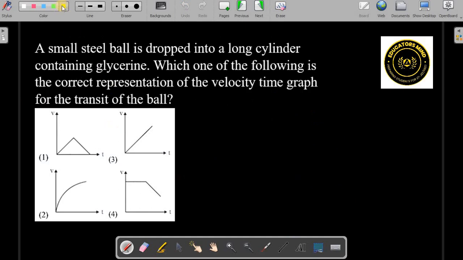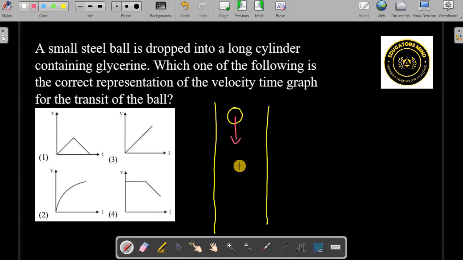Then next, let's take this question. A small steel ball is dropped into a long cylinder containing glycerin. Which one of the following is the correct representation of the velocity time graph for the motion? Okay, so as you drop the object, what will happen in a liquid? Initially there will be acceleration in the downward direction.